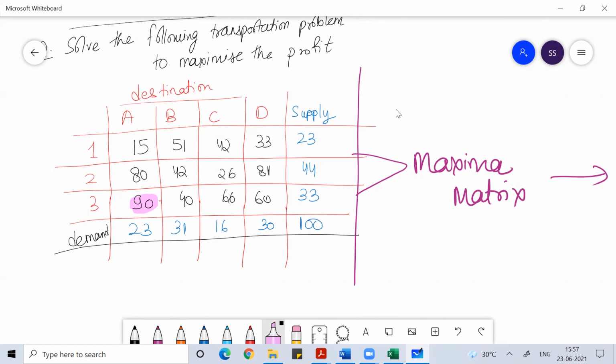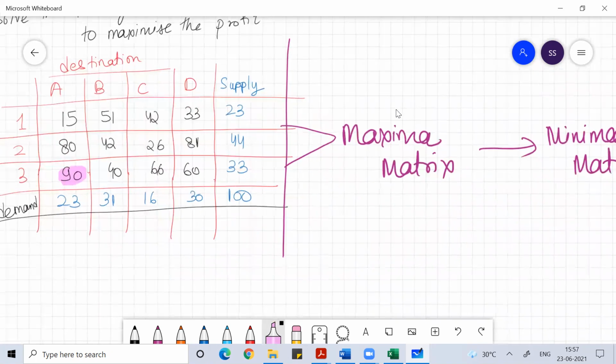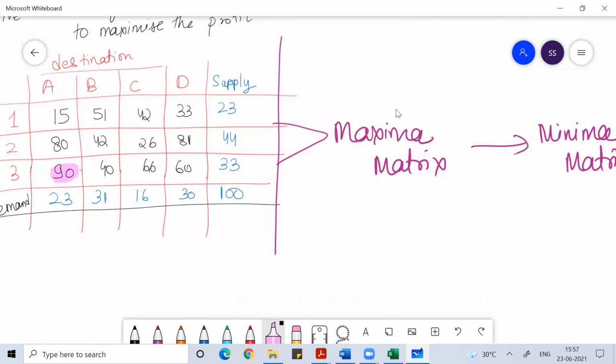So we need to convert the maxima data into a minima matrix by subtracting all the elements of that matrix from the maximal element. The maximal element here is 90. So I need to subtract everything in this matrix from 90, converting this maximum matrix into the minimum matrix. Okay, guys, so how to do that?